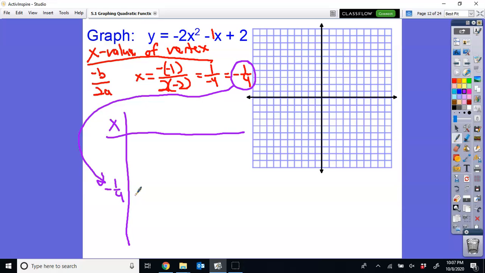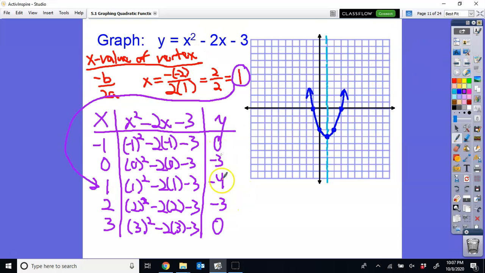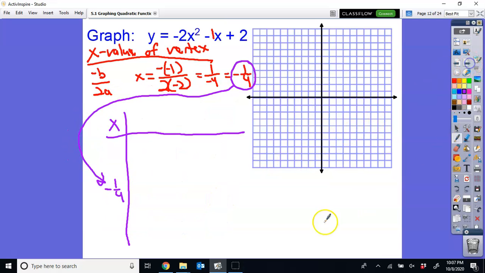I can choose easier numbers to plug in than fractions for the other numbers. What that does mean, though, is my pretty little pattern that I saw over here, I'm not going to see it in the table, but my graph will still be a parabola.